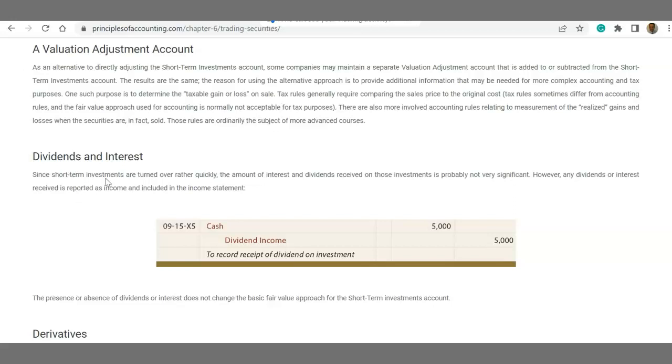When you do short-term investment, it says here sometimes you get a dividend on them, which is true, right? So whenever you have the dividend, now that dividend has to be recognized as income. So you record the $5,000 cash received from that investment at that moment, and you record the income. You call it dividend income, correct? 5,000.